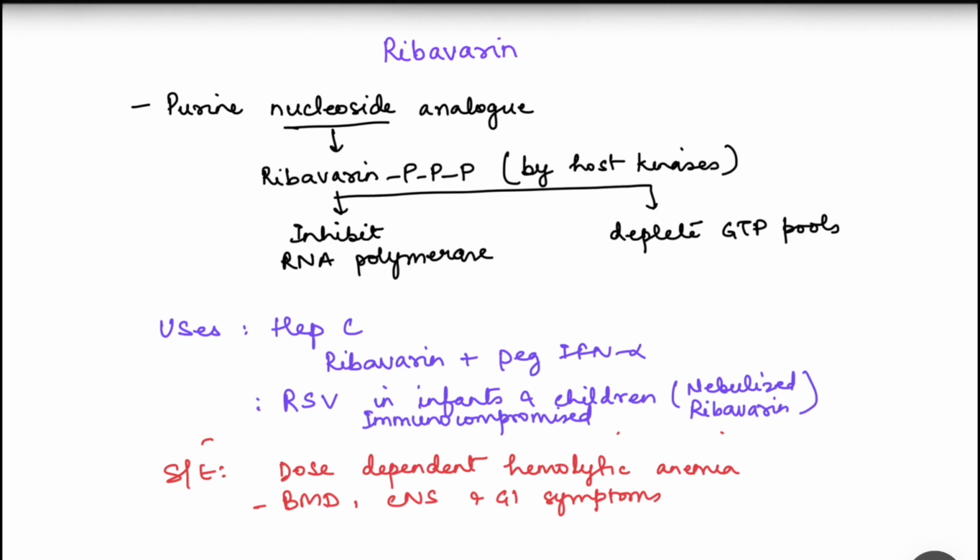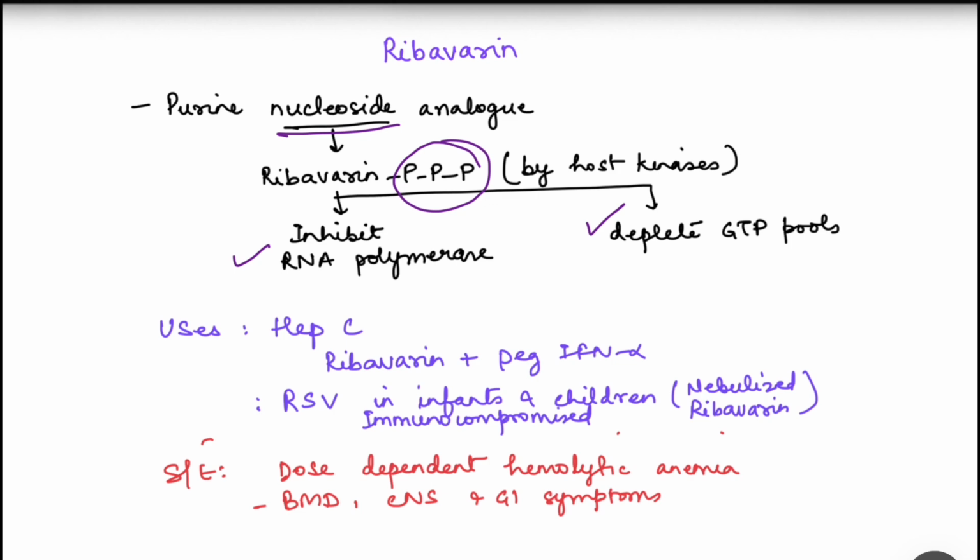So here we will talk about Ribavirin. Ribavirin, as I already told you, is a nucleoside analog, and like all nucleoside analogs which we have seen in our previous video, it needs phosphorylation. Ribavirin is phosphorylated thrice, so 3 phosphate groups are attached, and only after phosphorylation can it inhibit the RNA polymerase so that replication is not possible. It also depletes the GTP pools, so that nucleotides are not available to be incorporated into the RNA, right?